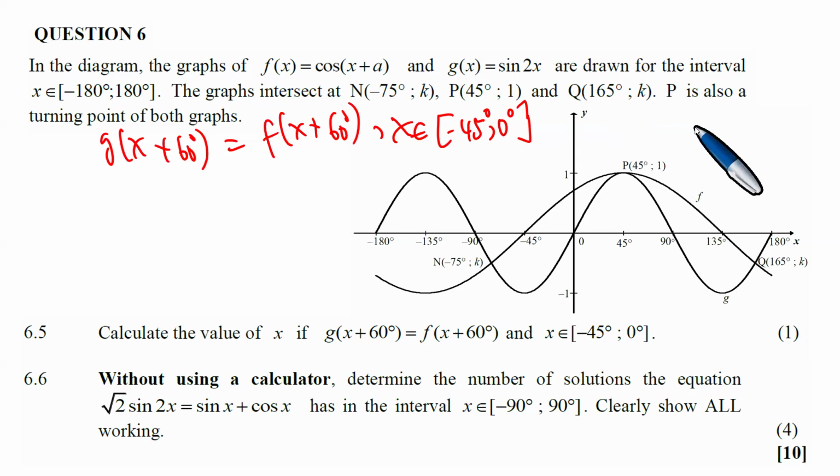Okay. Now, what is the value of x? We're doing 6.5. I'm going to stop at 9, I think, because I must give you time to think about this stuff.